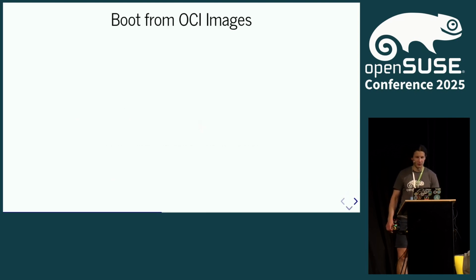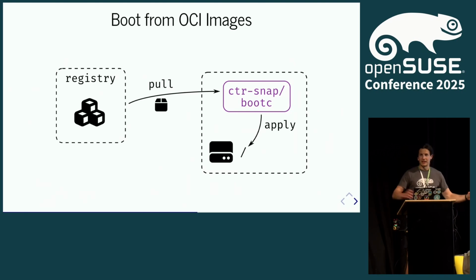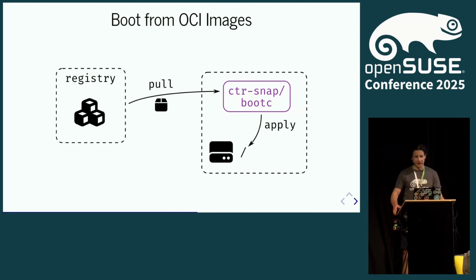Now if we want to boot from OCI images, it's in principle relatively simple. We have our image on the registry. We pull down our image. Then we have something, the purple part, which magically or less magically applies our container image to the root partition, and then we boot from it. Sounds simple, and maybe it is, maybe not, probably not, because everything in practice is very hard.